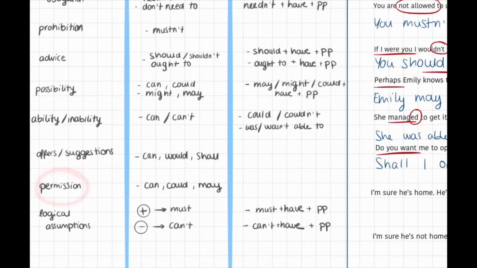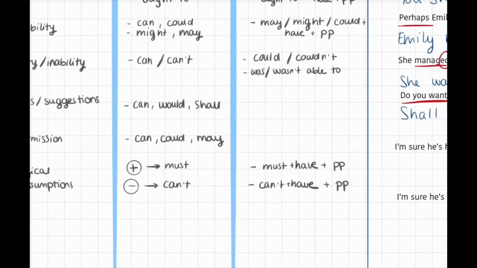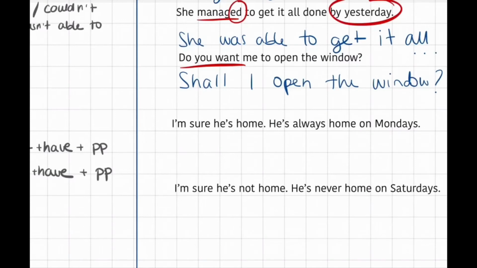For permission, we use can, could, or may. And then for logical assumptions, which is very common in the rephrasings, if it's a positive assumption, you use must, and if it's a negative assumption, you use can't. And in the past, you use the same, but with have and the past participle. So, these two examples are similar, but one is in the positive form, and the other a negative assumption.